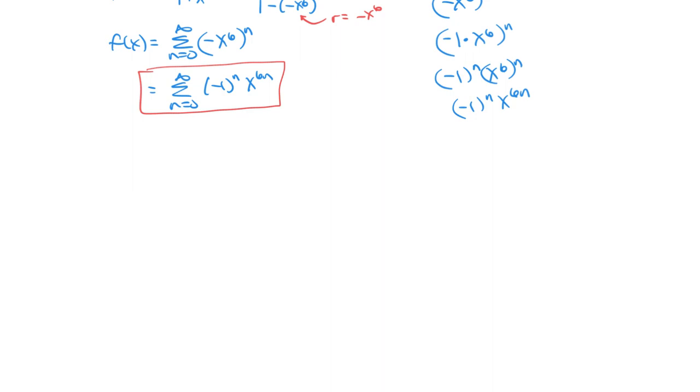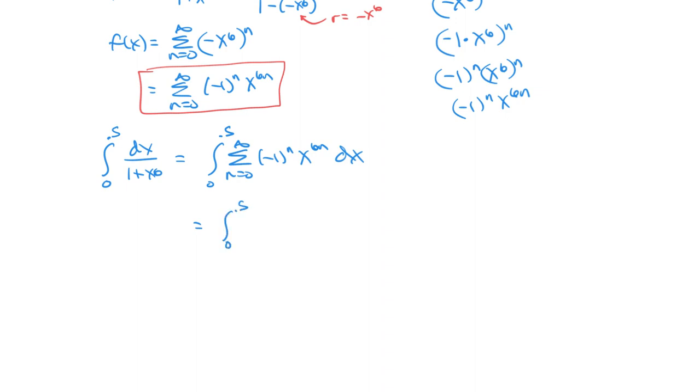Okay, so let's integrate this. The original question is the integral from 0 to 0.5 of dx over 1 plus x to the 6, and we know that that is the same as the integral from 0 to 0.5 of the sum from n equals 0 to infinity of negative 1 to the n, x to the 6n dx. What I'm going to do here is list out a handful of terms. I'm just going to plug in a 0. Negative 1 to the 0 is just 1, and x to the 0 is 1. So the first term is going to be 1.